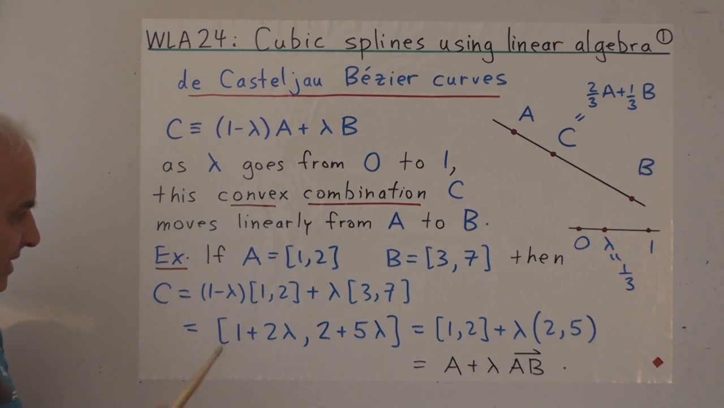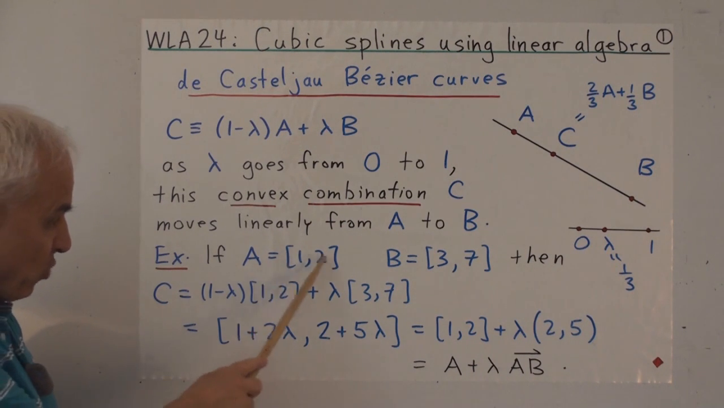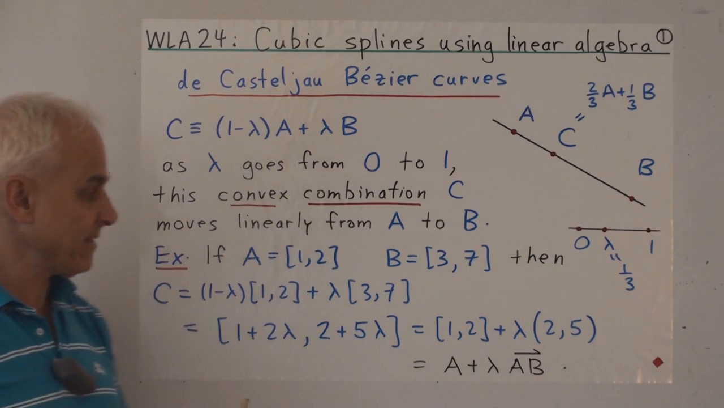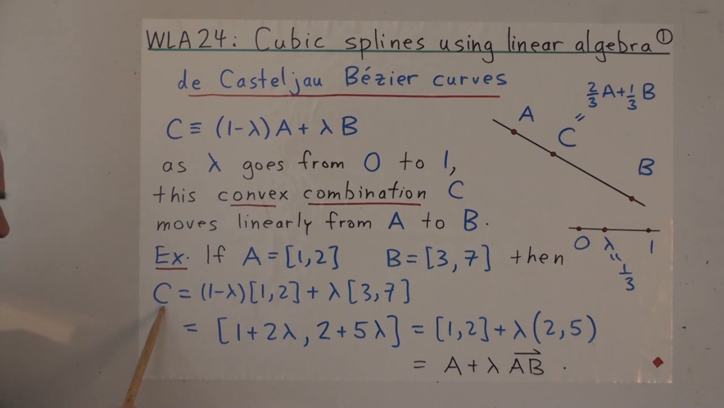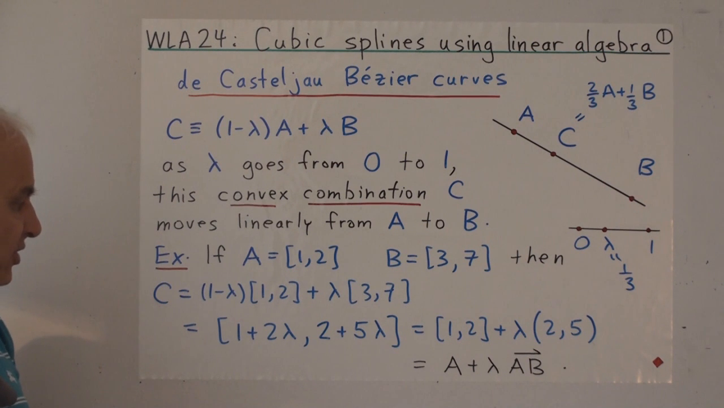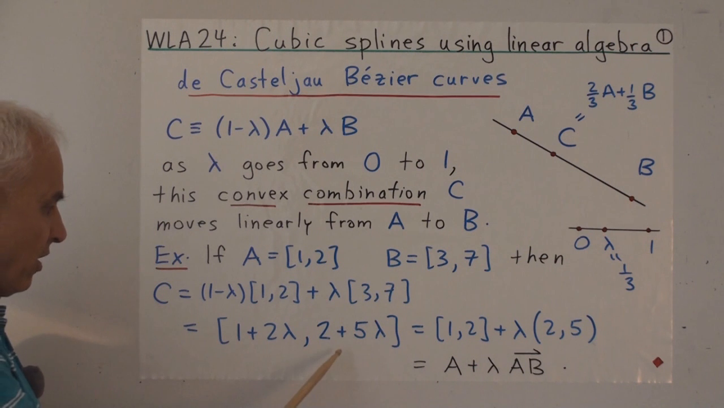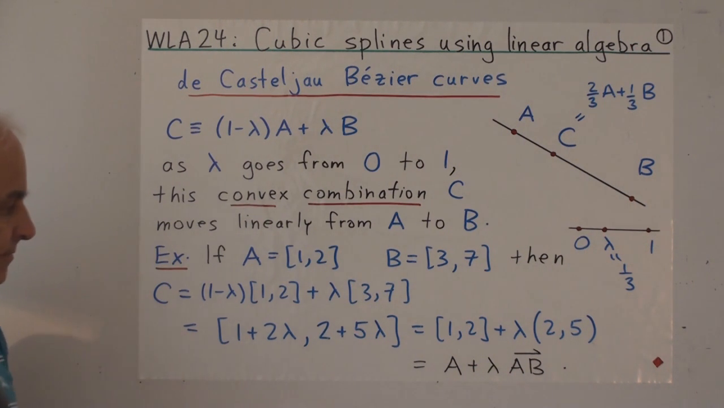And just to be specific, this is the kind of thing that it looks like. Suppose that A is the point [1, 2], B is the point [3, 7]. I remind you that square brackets alert us to the fact that we're talking about points. Then this convex combination would have the form (1 minus lambda)[1, 2] plus lambda[3, 7]. And we calculate that just by working out the coordinates independently, just as you'd expect. So (1 minus lambda) times 1 plus lambda times 3 makes a total of 1 plus 2 lambda. And (1 minus lambda) times 2 plus 7 lambda makes a total of 2 plus 5 lambda.